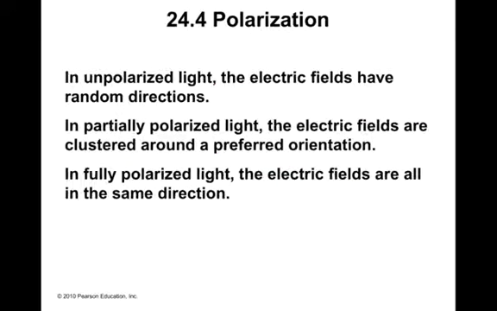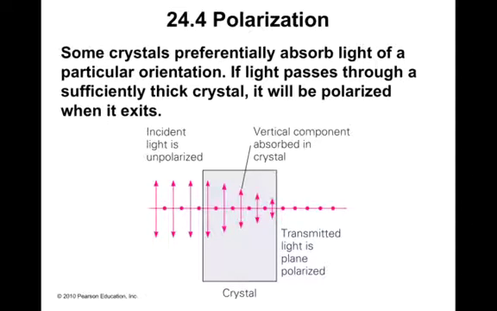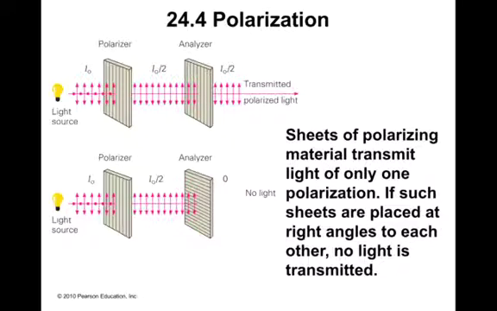So in unpolarized light, the electric fields have random directions; in partially polarized light, the electric fields are clustered around a preferred orientation; and in fully polarized light, the electric fields are all in the same direction. Some crystals absorb light at a particular orientation. It's one of those things that was discovered by experiment. I think we talked about this in class, I just didn't assign any homework problems for it. And we will do a problem here on Malus's law.